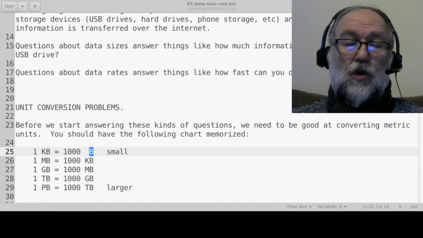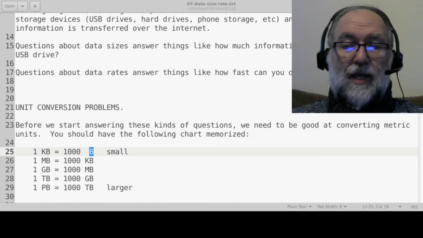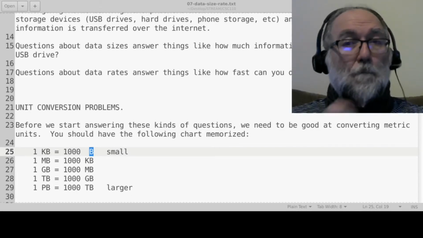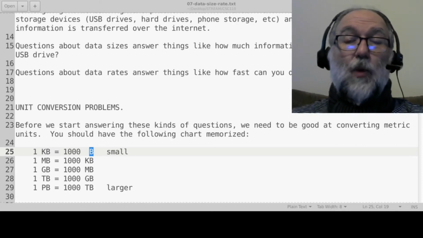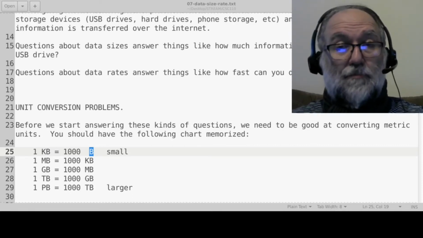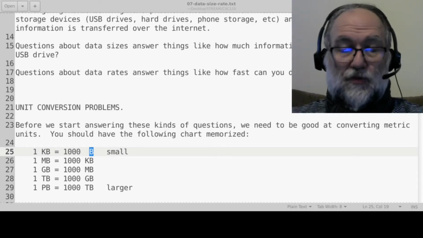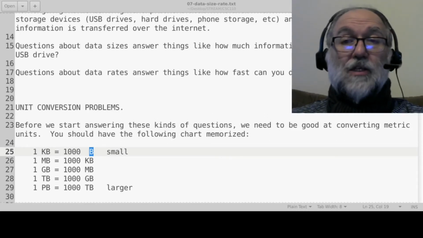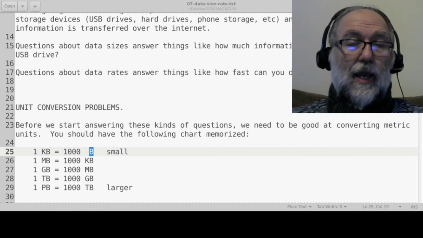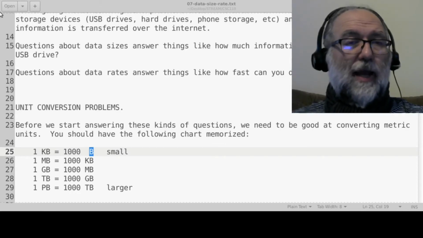Okay, and so you go out and buy one of those USB drives, and it says 64 gigabytes. Now when it comes to data rates, that's done in bits, but for the data size problems, the first few problems that we're going to be doing, that's going to be in bytes. Okay, and so here I've got the chart in bytes.